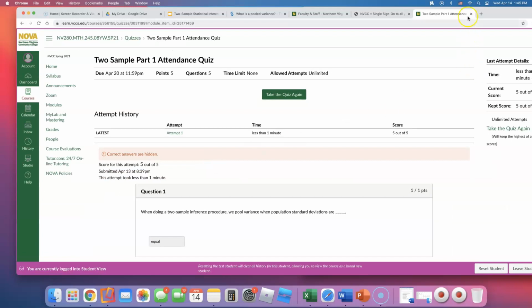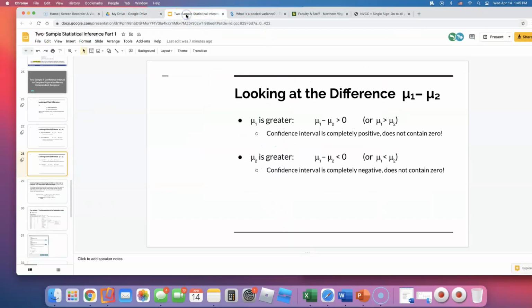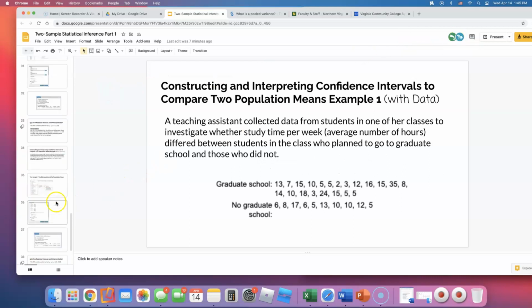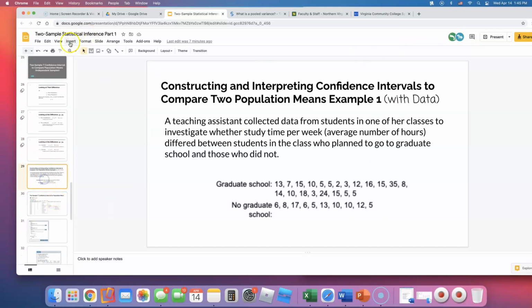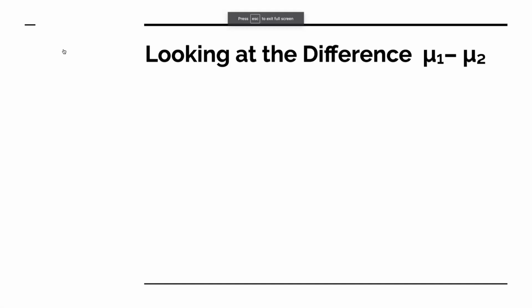Okay, I'm going to close this, but I will go back to the slide and talk about creating a confidence interval. I see some of you are in here studying for it. Okay, come back over here. Present.